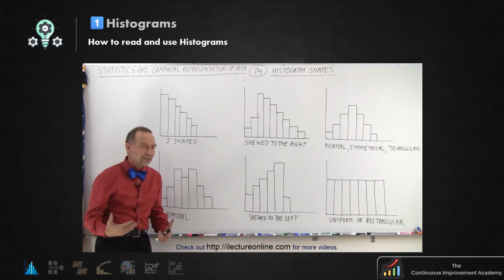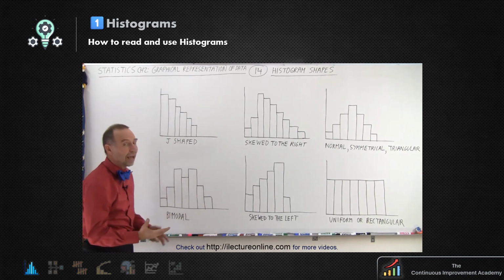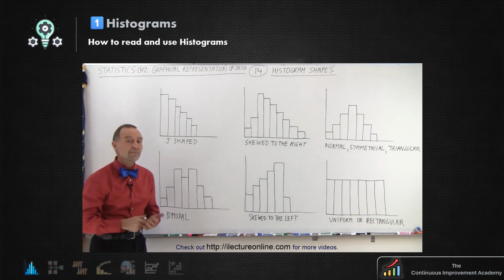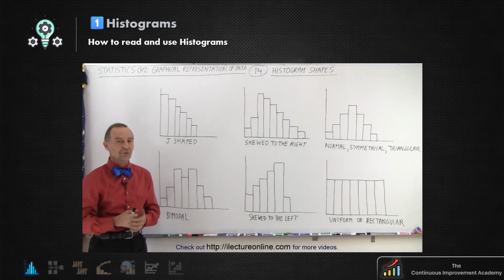So those are the different kinds of data distributions that you could have, which then result in a specific histogram shape. And here are some of the major shapes that you may encounter.